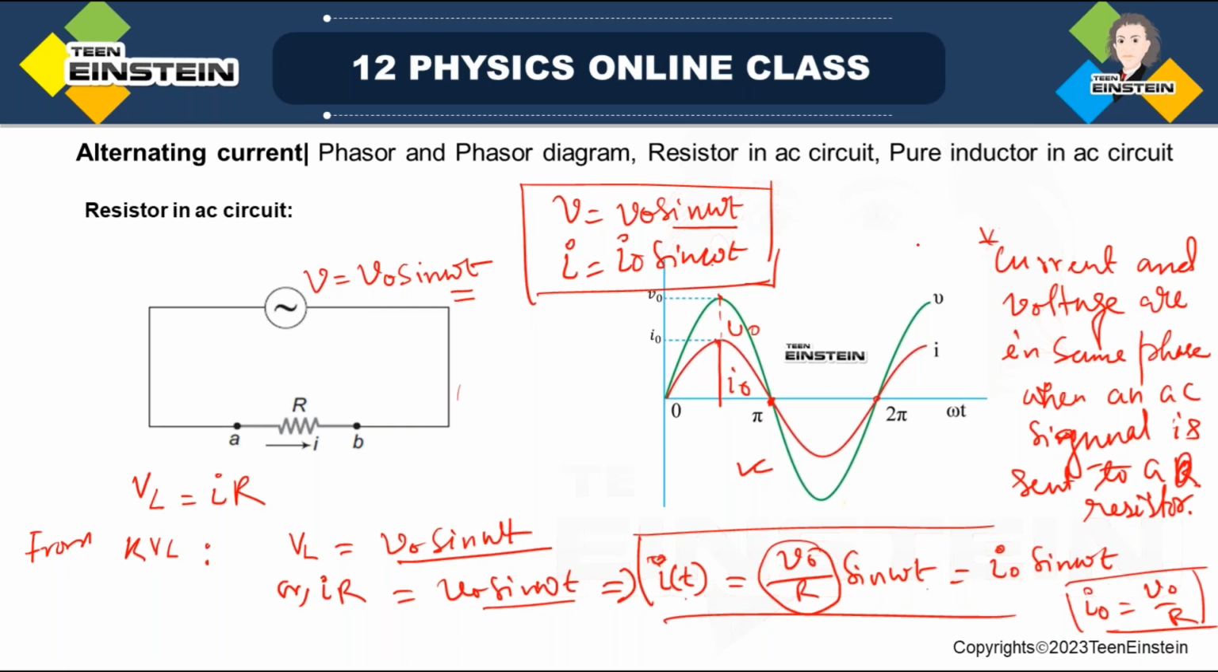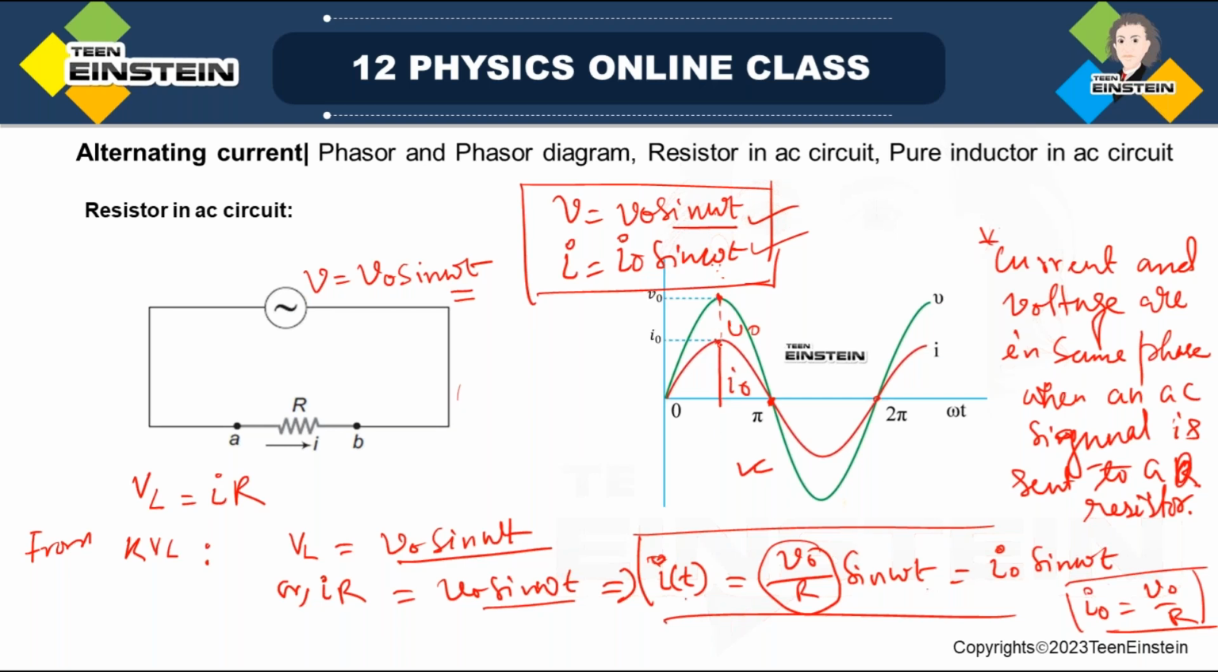All right, these are the expressions for the current and voltage through the resistor. V0 sin omega t is the voltage from the supply, and the current through the resistor is I0 sin omega t. They both have the same frequency, and they are also in the same phase. Same phase in the sense that current and voltage have their maxima and minima at the same point at each instant.